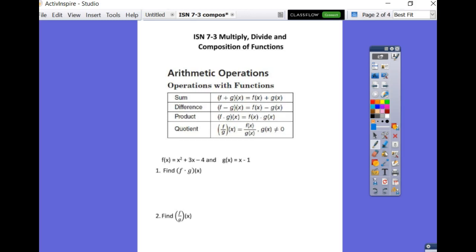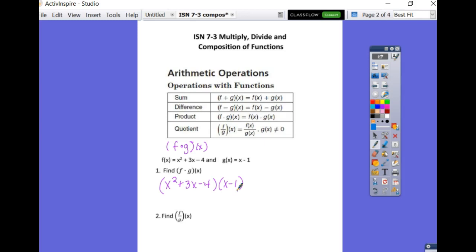It's not the same thing. Yesterday we had this, right? These aren't the same thing, right? The little open circle means f of g of x. This means f times g of x, okay? So the first one, I want to multiply f times g. So if this is my f, and I'm going to multiply it times g.